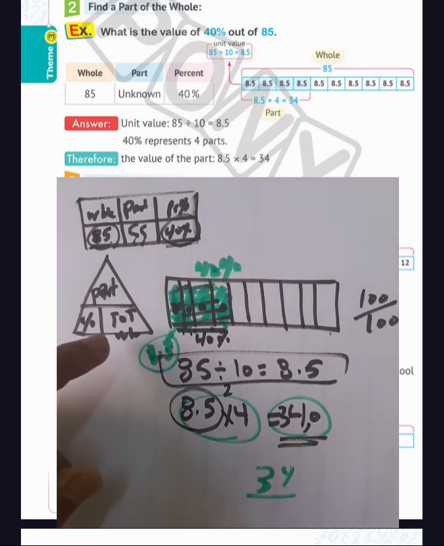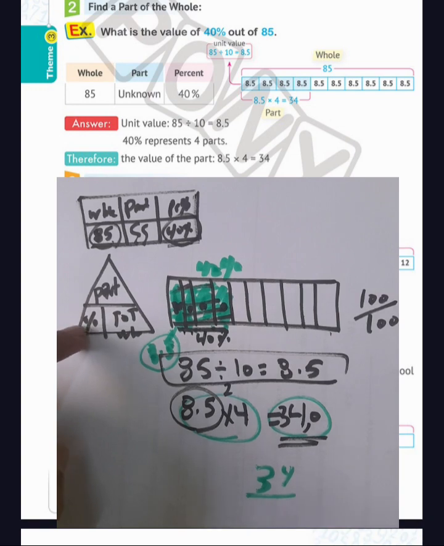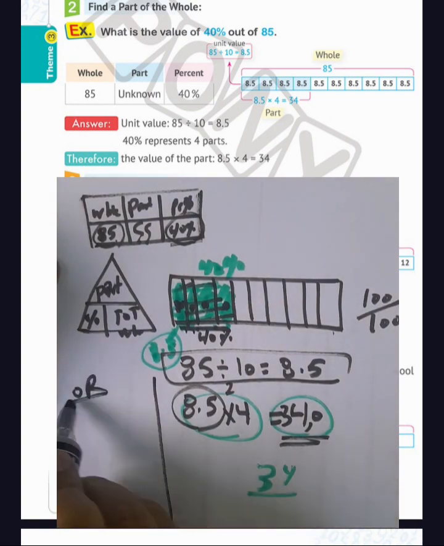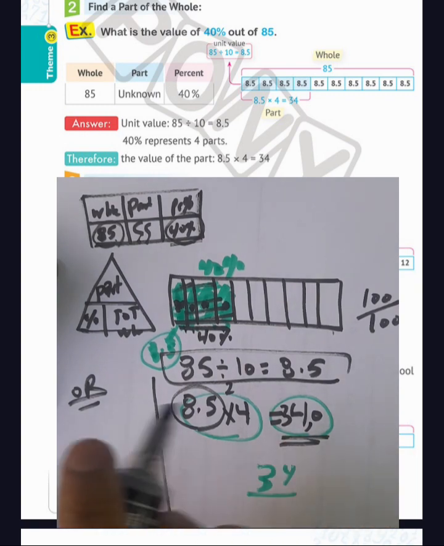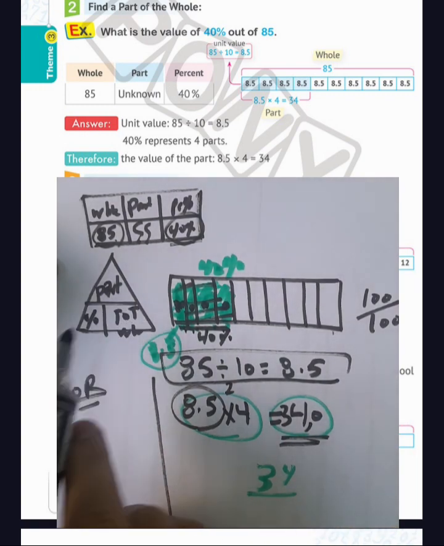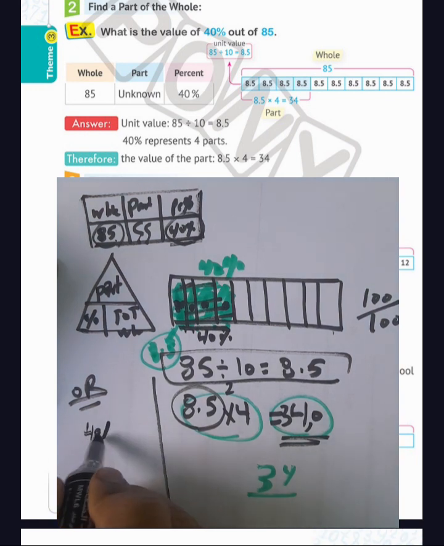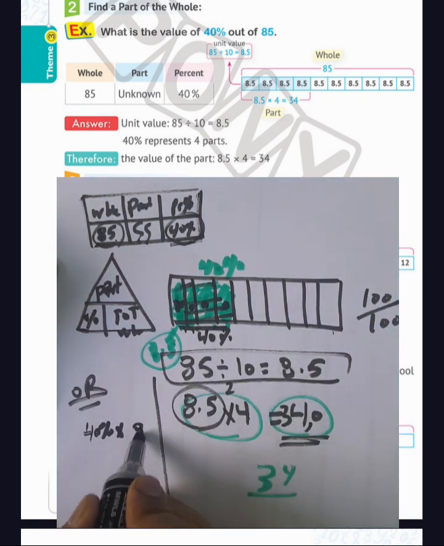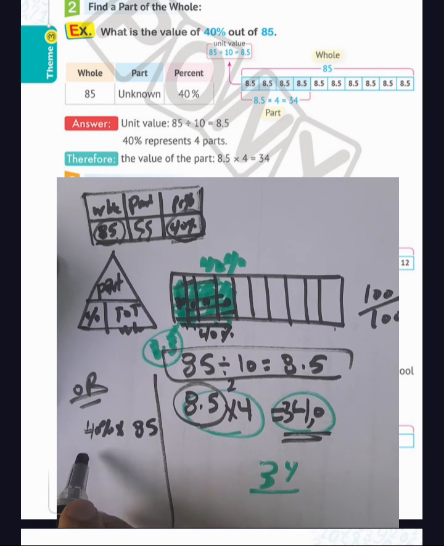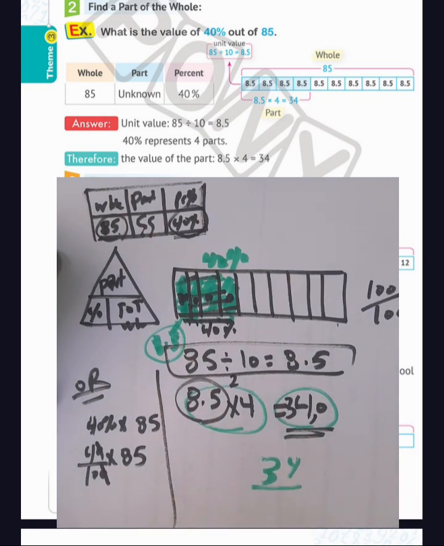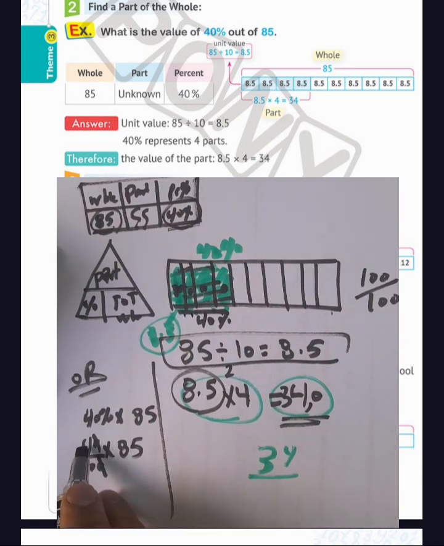You can solve this example by another method to find the part, the product between two numbers: the percent and the total. The percent here is 40%, multiplied by the total number 85. Then you can write 40 over 100, meaning 40% times 85. Cancel 0 by 0, and it becomes 4 times 85 divided by 10.